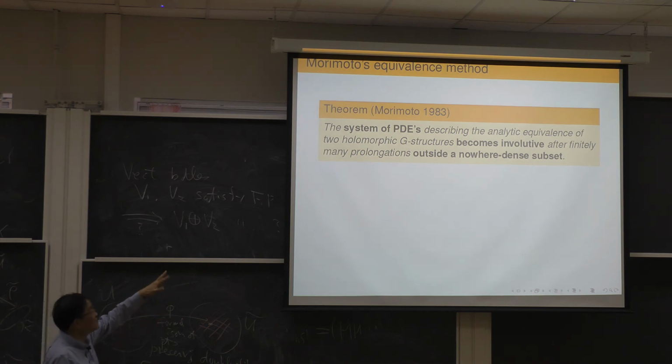And so the main result in that setting is a stabilization theory, that this process stabilizes. This was a result of Kuranishi and those people. They show that this stabilizes. So now you can use Morimoto's theorem. The system of PDEs describing the analytic equivalence of a holomorphic G-structure like this becomes involutive if you exclude some nowhere dense subset.